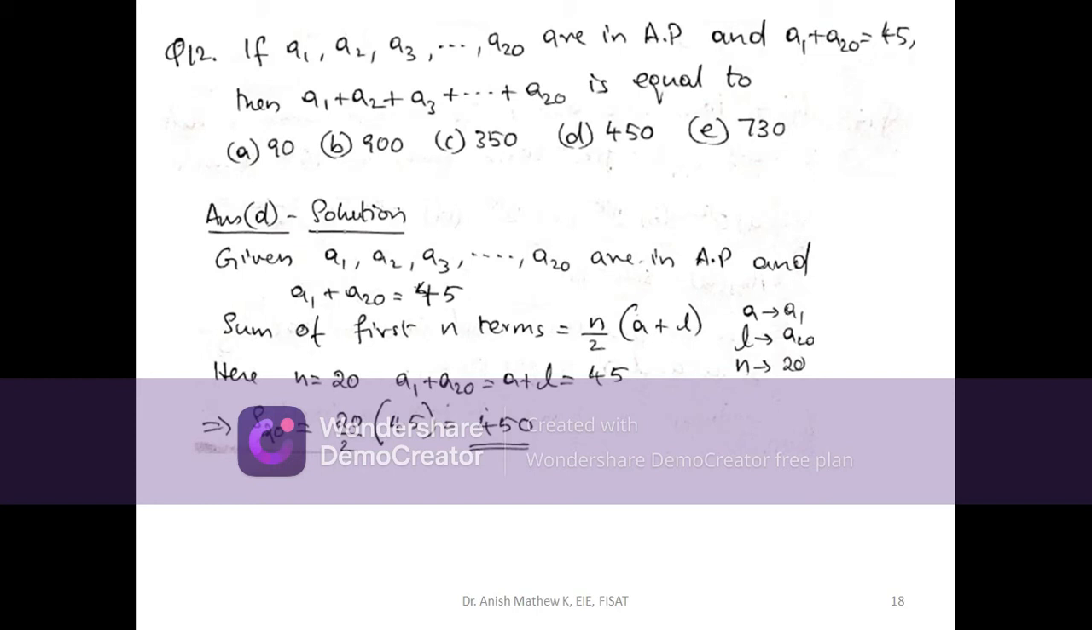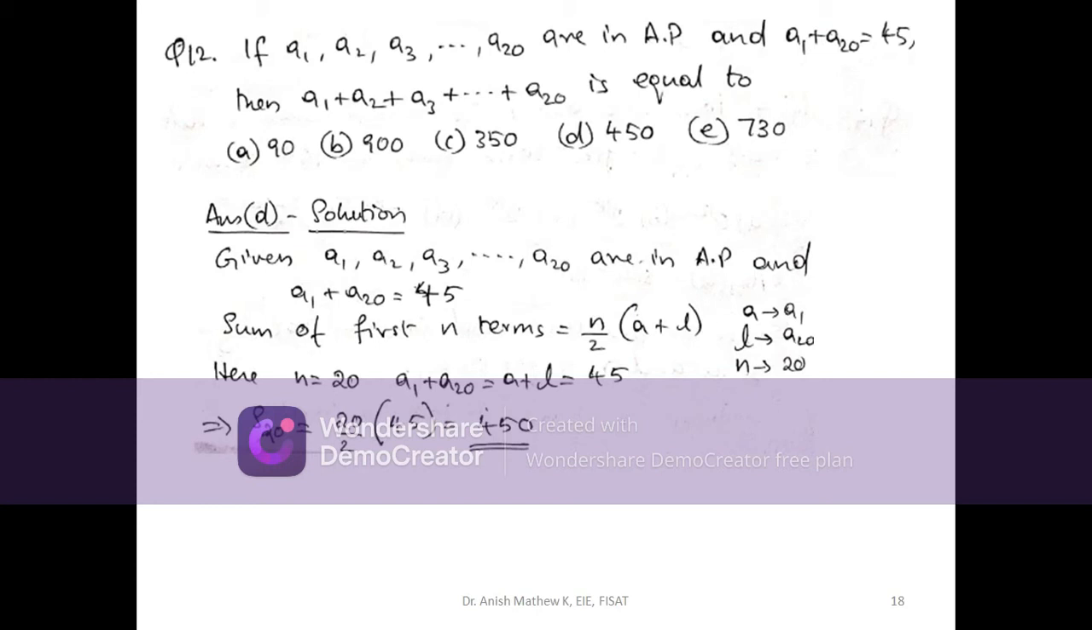So how have you reached this answer 450? Given in the question, A1, A2, A3, there are 20 terms, they are in arithmetic progression, and the sum of the first term, that is A1, and the last term A20 is equal to 45. So the sum of n terms, here n will be equal to 20, that is 20 terms are there. Sn equal to n by 2 into a plus l, where l is the last term.